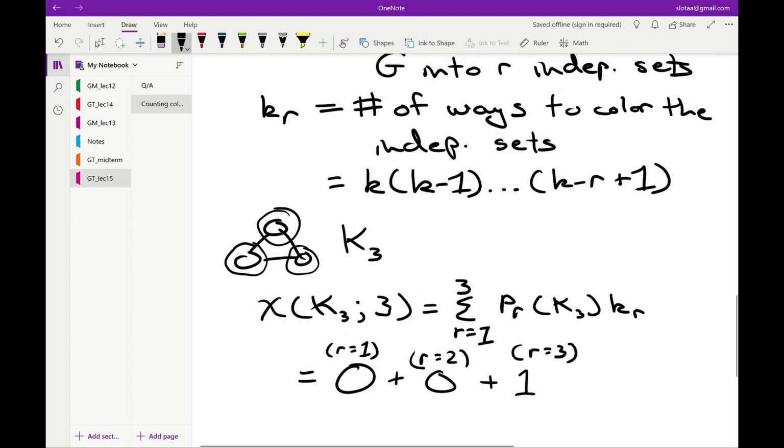And then for those 3 independent sets, the number of ways to color those independent sets is just 3. So considering some first arbitrary independent set, which is just going to be a single vertex in this instance, but it could be multiple vertices in the general case, for 3 possible colors, we can color every vertex in that independent set the same color. The next independent set, 2 possibilities, final independent set, 1 possibility.